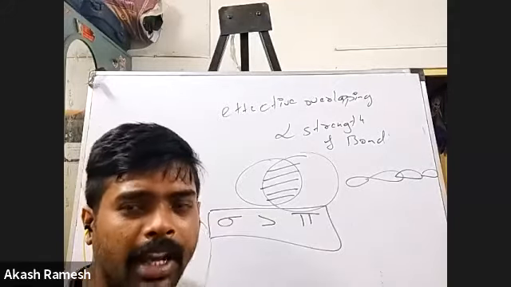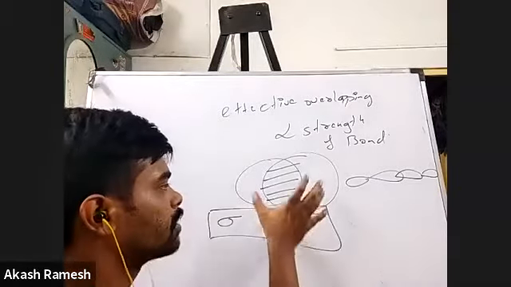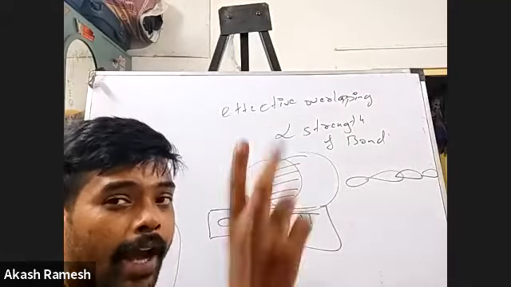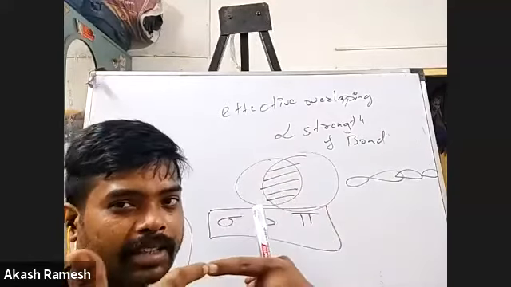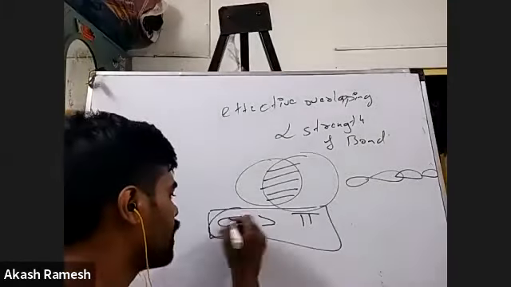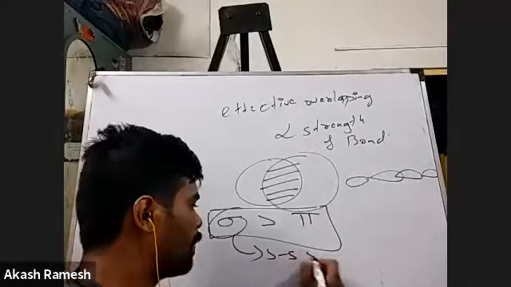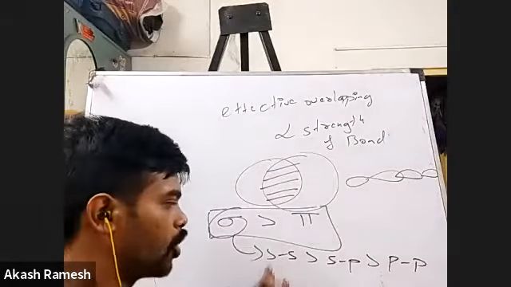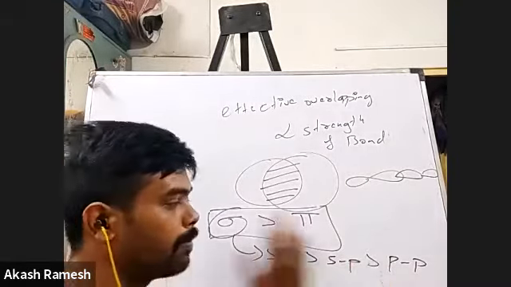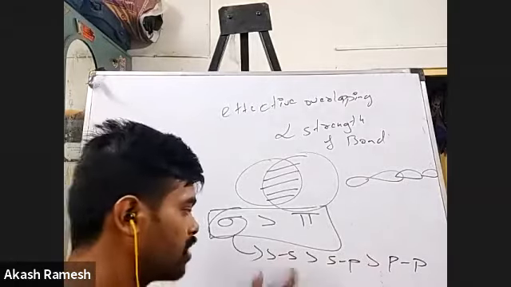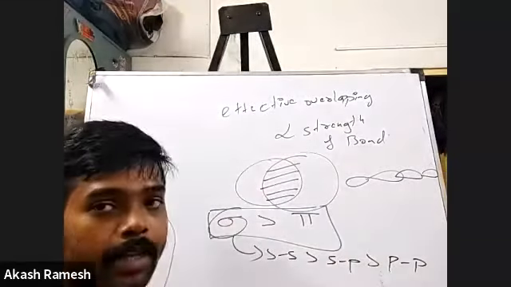SS. Very good. Because S is spherical, isn't it? S orbital is highly spherical. So obviously, two spheres coming together and joining like this is way stronger than two p orbitals colliding like this. The area of overlap is going to be very, very less. So in sigma itself, SS overlap is stronger than SP overlap, and SP overlap is stronger than PP overlap. Wherever you have S, obviously, more effective overlap.